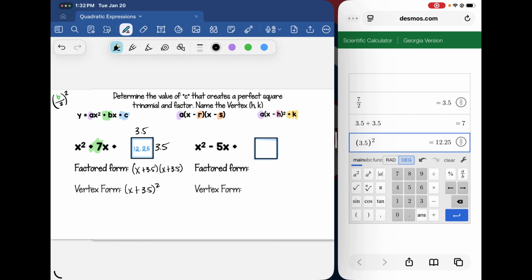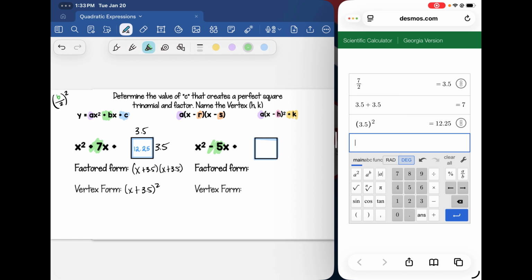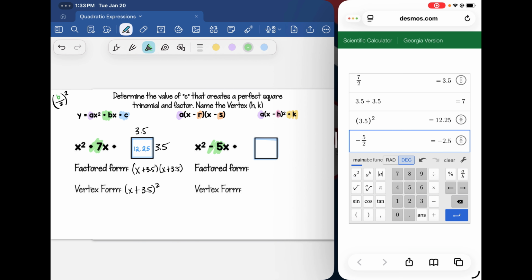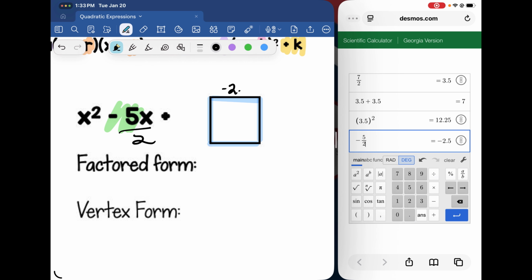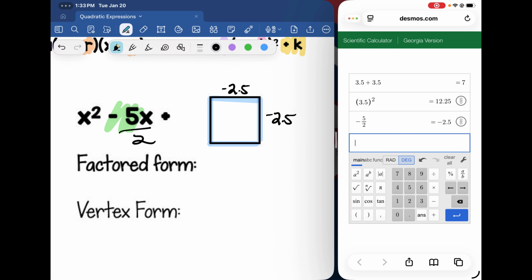All right. x squared minus 5x plus this box. What is my b value? My b value is a negative 5. And if I take half of negative 5, I get negative 2.5. So that means negative 2.5 on this side and negative 2.5 on this side, because negative 2.5 plus negative 2.5 gives me this negative 5.